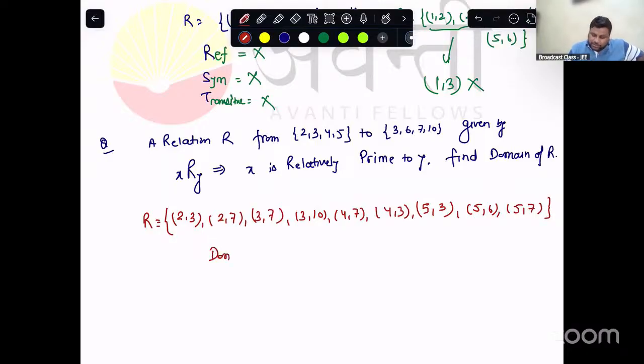If I talk about the domain, the domain is the collection of first entries of the ordered pairs, that is 2, 3, 4, 5. So the entire domain set is the entire set A. Am I correct?